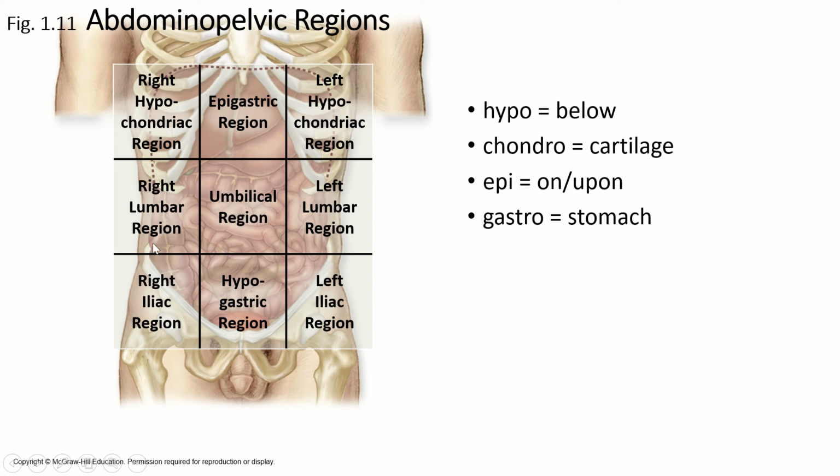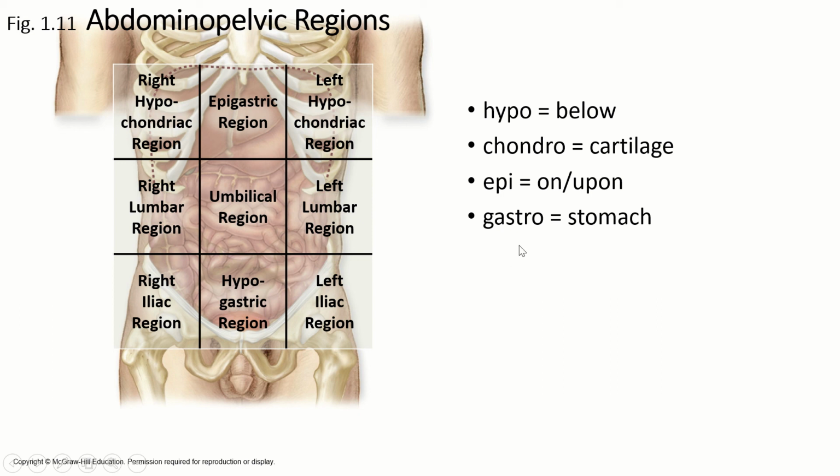This bone here, making the top part of the hip, is called the iliac bone. So these regions are named for the iliac bone. Notice there is only one L in iliac. It's I-L-I-A-C, not I-L-L. Everybody always wants to put two L's in it. All right, so we've got right and left hypochondriac, right and left lumbar, right and left iliac, and then in the center, epigastric, umbilical, and hypogastric.